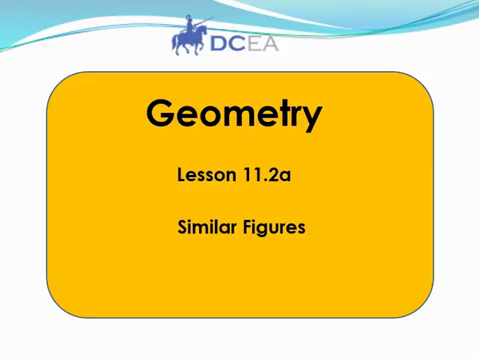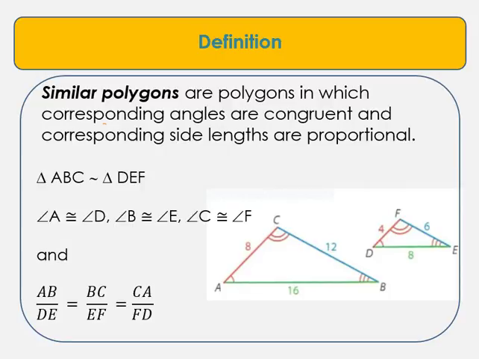Let's talk about similar figures again. This is the first part of lesson 11.2. So back to our definition for similar polygons. Similar polygons are polygons in which corresponding angles are congruent and corresponding side lengths are proportional.